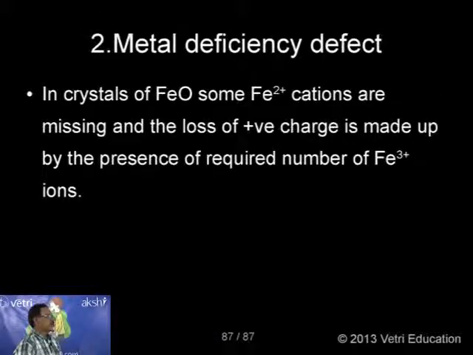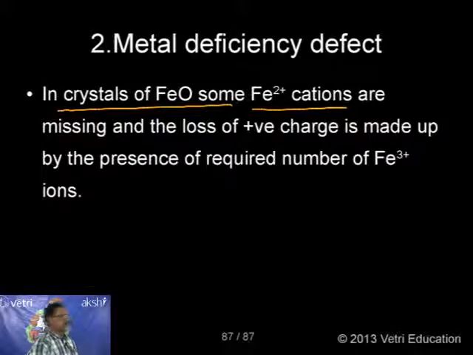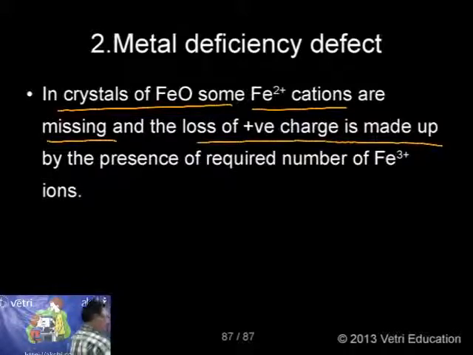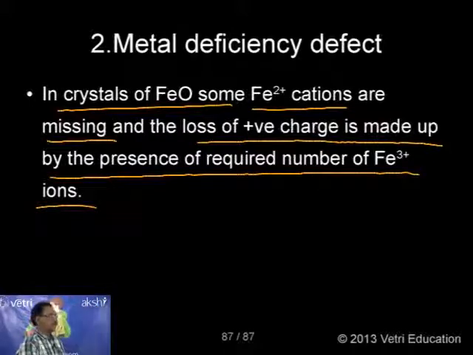Now the last one. Let me give some more information under metal deficiency. In crystals of FeO, ferrous oxide, some Fe2+ cations are missing, and the loss of positive charge is made up by the presence of the required number of Fe3+ ions. So wherever Fe2+ is missing, it is made up by the required number of Fe3+ ions. This is the metal deficiency defect.